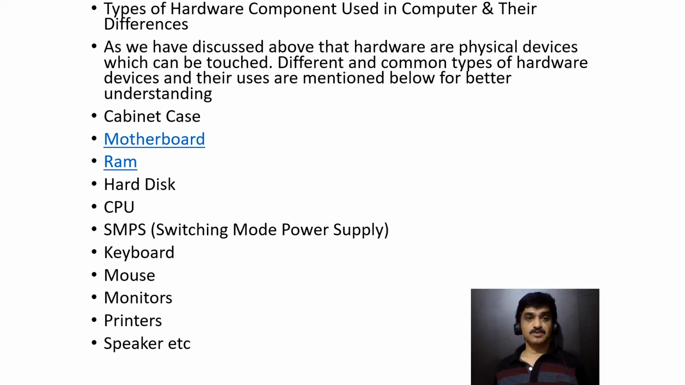Cabinet case, motherboard, RAM, hard disk, CPU, SMPS (switching mode power supply), keyboard, mouse, monitors, printers, speakers, etc. are the physical components of the computer, that is hardware. So if you see, can you categorize this into internal hardware and external hardware?